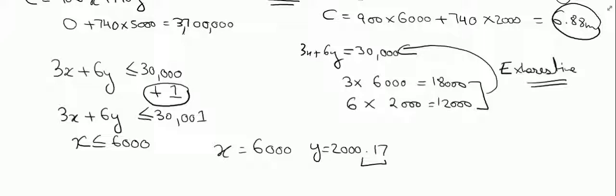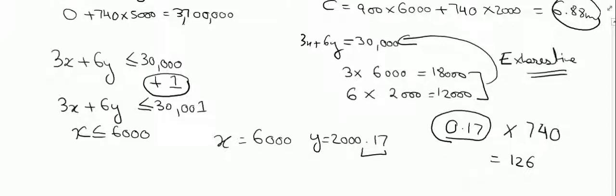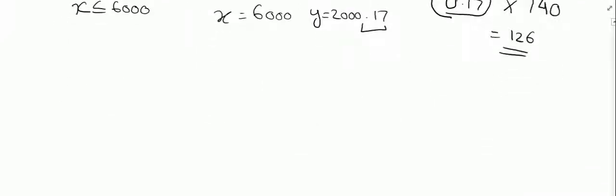So I can say that if I had one more labor hour, I could have produced 0.17 more of y, and I could have increased my contribution by 0.17 into 740, which was the contribution per unit of y, which is 126. One way of finding the shadow price is this, and what is shadow price was discussed in the class as well in detail, what this 126 had, what implications it had.